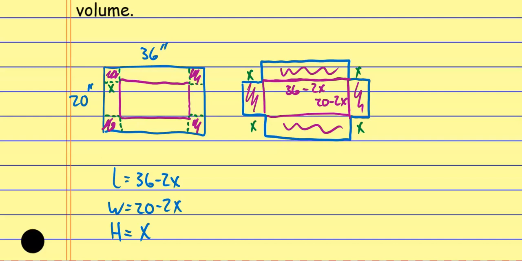The volume is length times width times height, and it doesn't matter what order I do these in. If I was writing a polynomial, I'd probably write it like this, with the x out front.